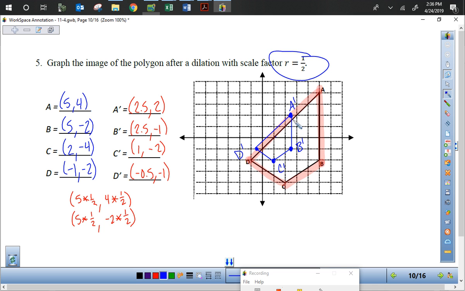And you'll notice here we got smaller, so this is a reduction. And because we got smaller, that really means we're getting closer to the origin. Okay, our points are all closer by that scale factor of 1/2. I'll use this first one kind of as an example here. You'll see the distance from A to A prime, okay, it got cut in half there.